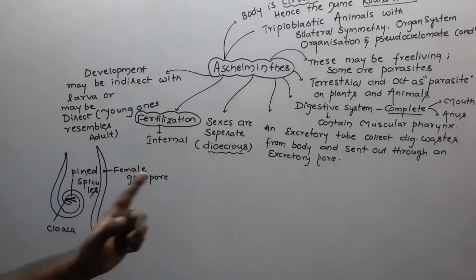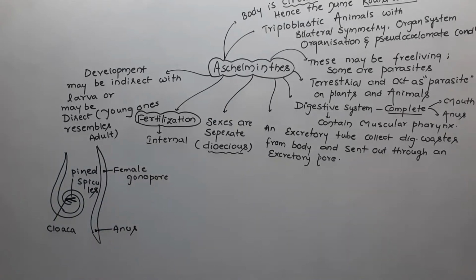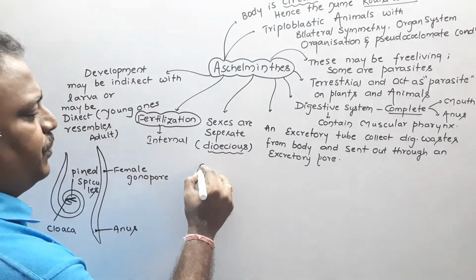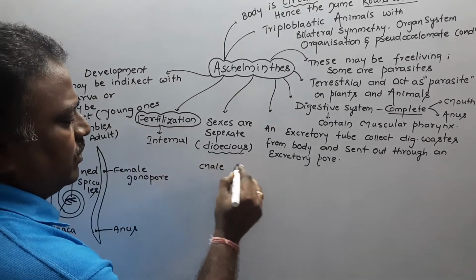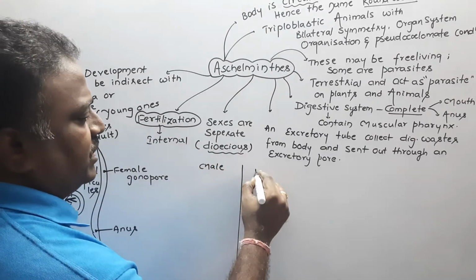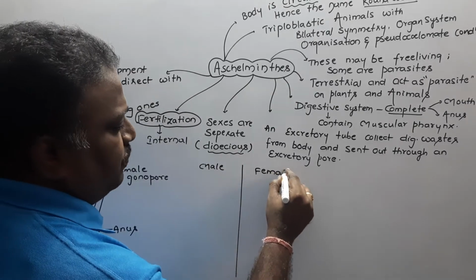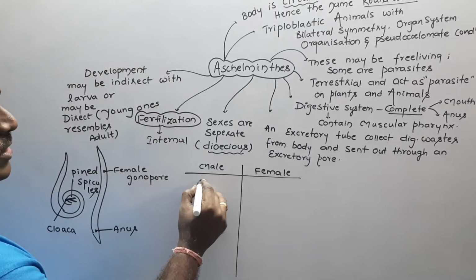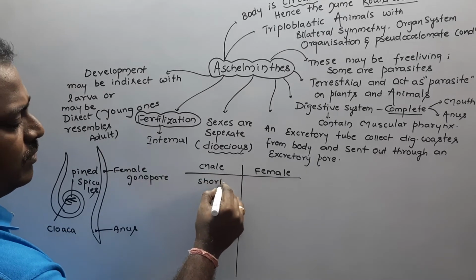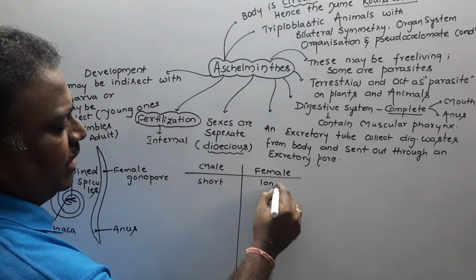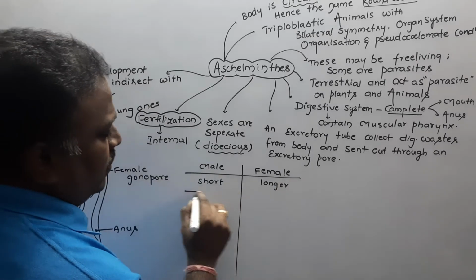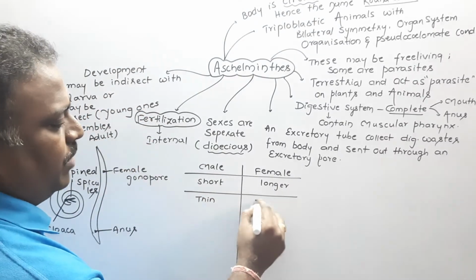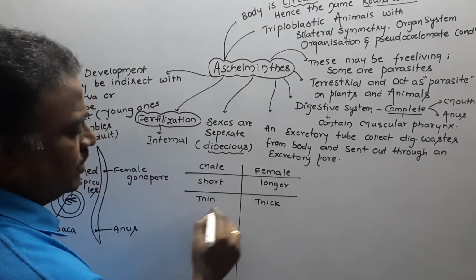The other name for penial spicules is copulatory spicules, which is very important. If we observe the male and female, there is a good differentiation between them. How can you differentiate male and female? Males are shorter, whereas females are longer. Males are thinner, whereas females are thicker.